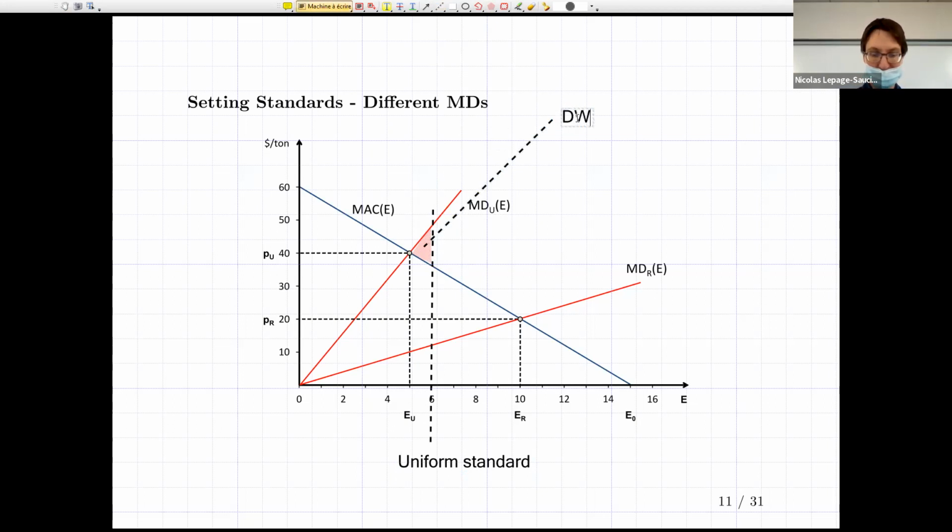That's the deadweight loss in the urban area from too little abatement.